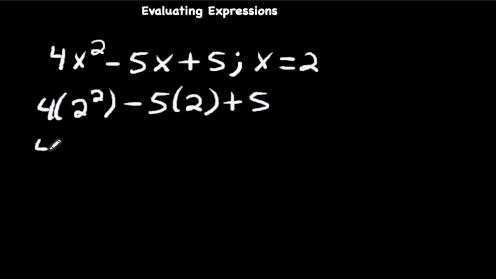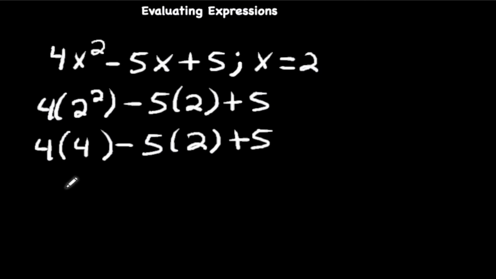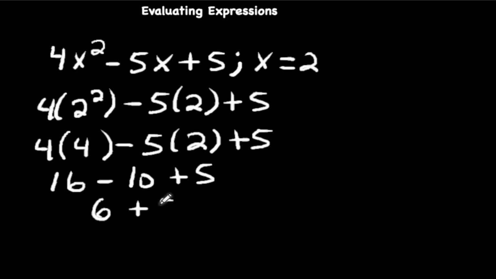So we have 4, and then 2 times 2 is actually 4, minus 5 times 2 plus 5. 4 times 4 is 16, minus 5 times 2 is 10, plus 5. 16 minus 10 is 6, plus 5 gives you a sum of 11. Okay, let's work out another problem here.